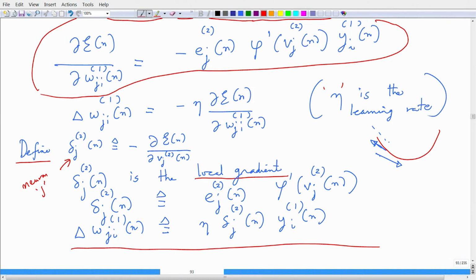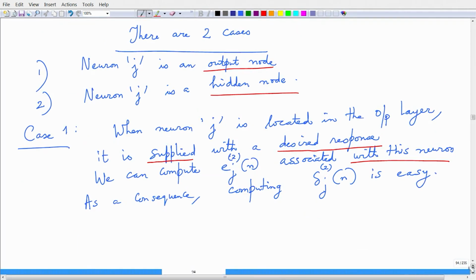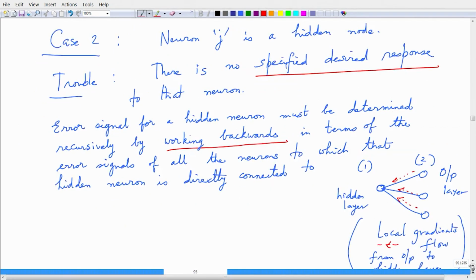Now, coming back to this local gradient, it is pretty easy to compute because we know the activation function, we know the local reception field, and we can compute the derivative of the activation function with respect to the local reception field at that node times the error, which we have direct handle on in the output node. But when we get to the hidden node, this is not straightforward because there is no specified desired response to that neuron. This is where there is another level of conceptual clarity that you need to have to understand the working of the algorithm, right.